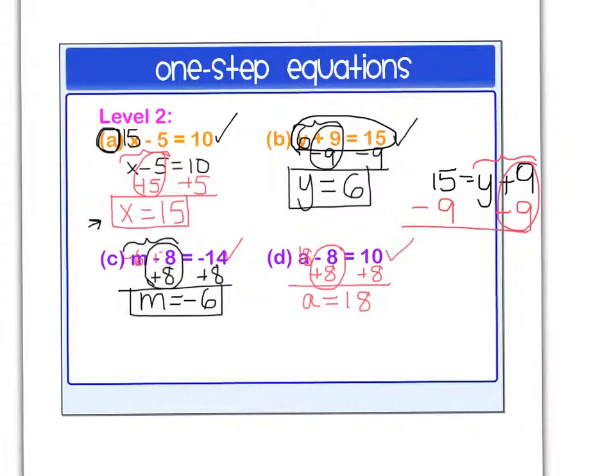Which gives me opposites, and I'm left with y equals 6. No matter which direction it is, I end up with the same answer. Some of you may want to rewrite it so it looks like question B if it were written this way, but it's up to you.